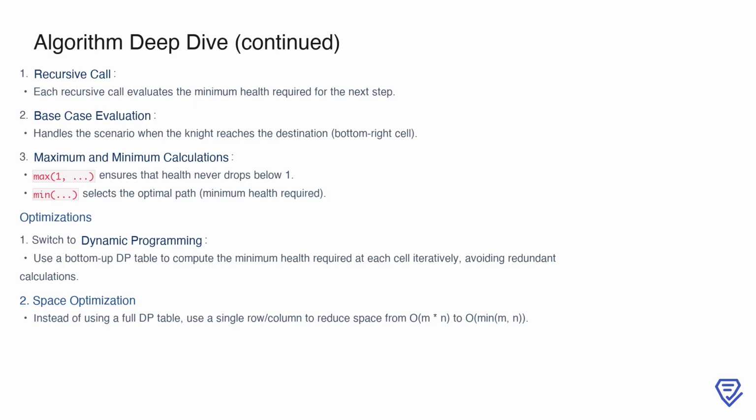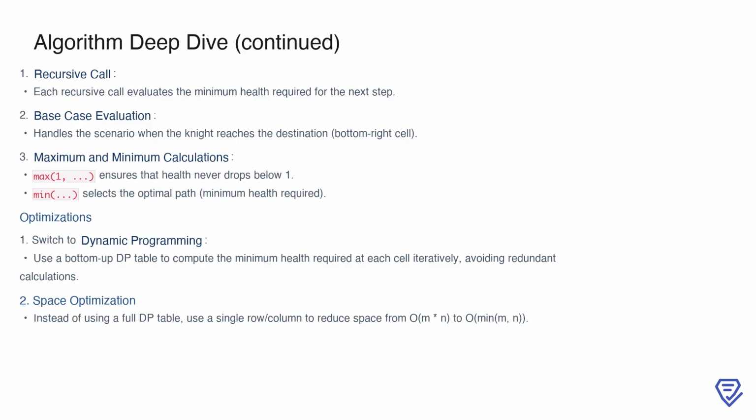The recursive approach involves several key operations. Each recursive call evaluates the minimum health required to move to the next step, while the base case handles the specific scenario when the knight reaches the bottom right cell. At each cell, maximum and minimum calculations are performed to ensure survival. The max with 1 ensures the knight's health never drops below 1, while the min helps identify the optimal path requiring the least health. To optimize this further, we use a dynamic programming approach.